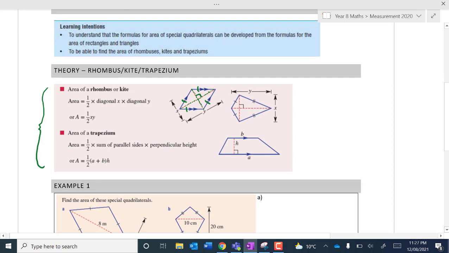Likewise with a kite. This looks similar to a rhombus, except we've got two pairs of sides which are of equal side length. You can see there that these are the two side lengths, and over here we've got two more, both the same as well. So likewise, we're looking for these diagonal distances.